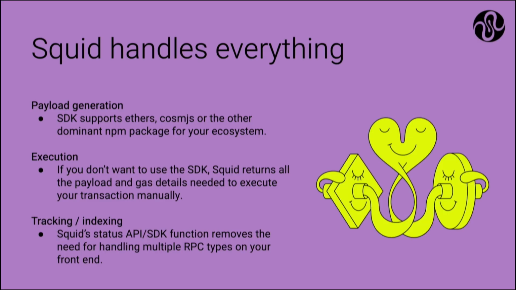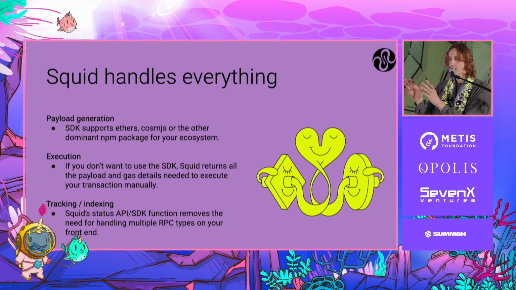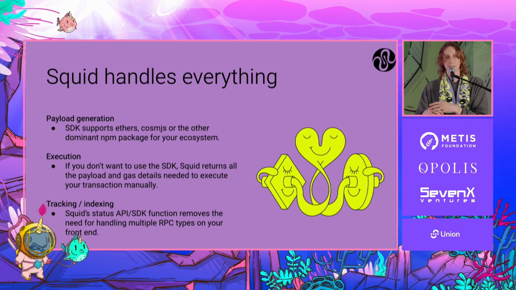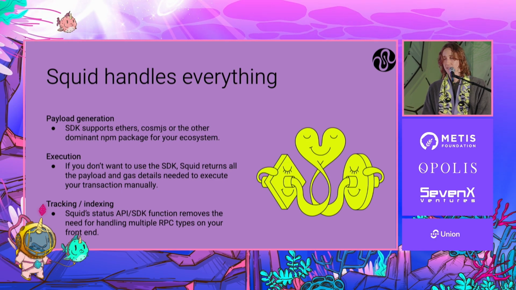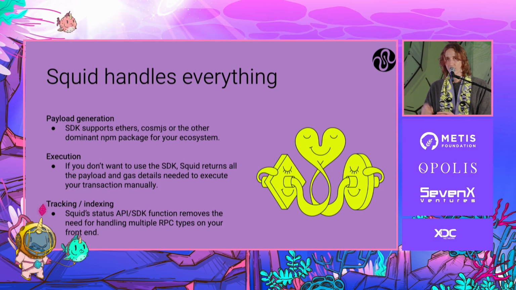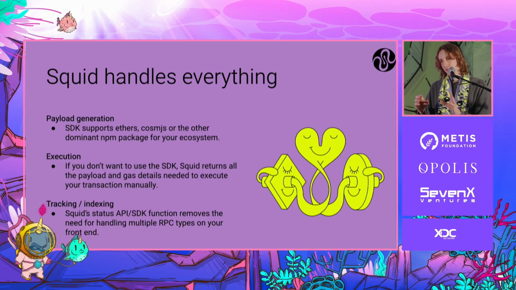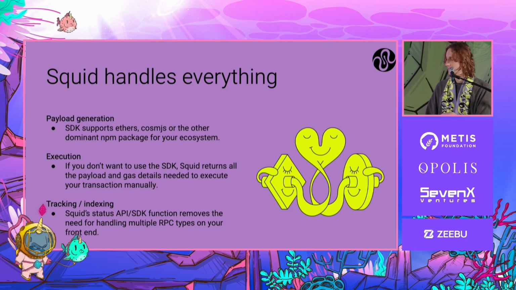And yeah, we handle all these things, the payload generation, the execution, and I think indexing and tracking is actually a big thing, because how to communicate with each blockchain and check whether something's worked or not is also really complex. And we have one API interface, it's called our Status API, which lets you just hand off all of that work to us.